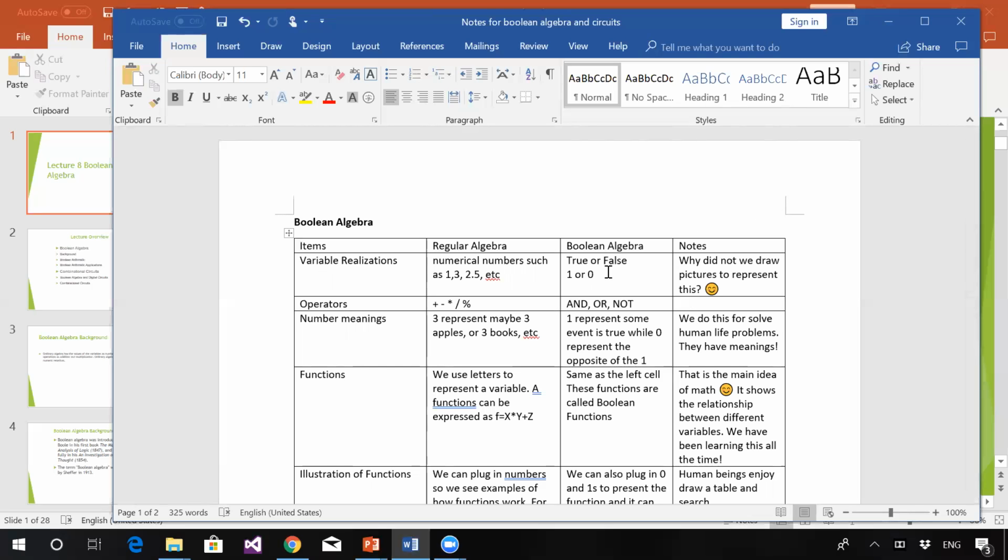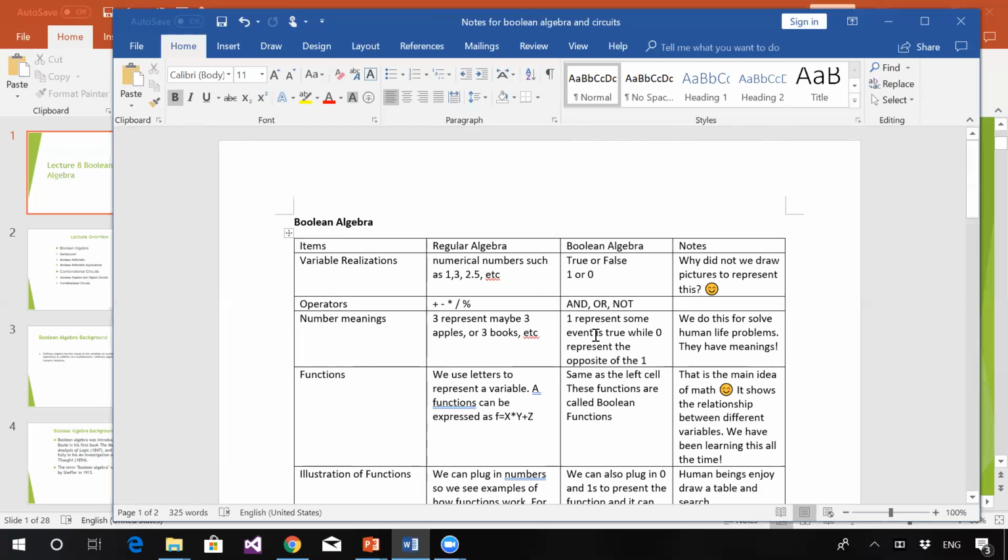During the time this was invented, those people who invented this, actually George Boole, could also have used pictures to represent true or false, but he didn't do so. That's why nowadays we use 1 or 0 to represent the variable in Boolean algebra. The operations for Boolean algebra are and, or, and not. Each of these is just like the operations in regular algebra.